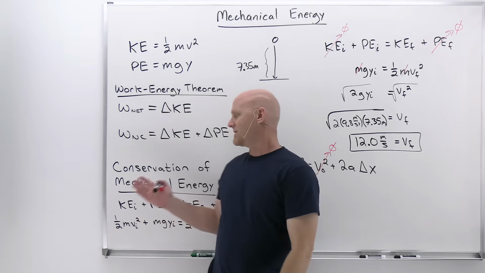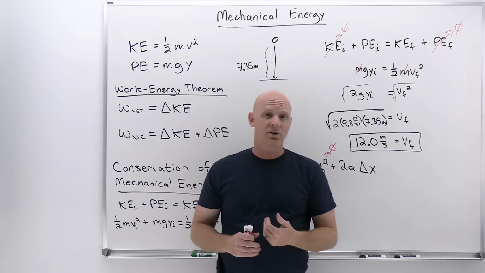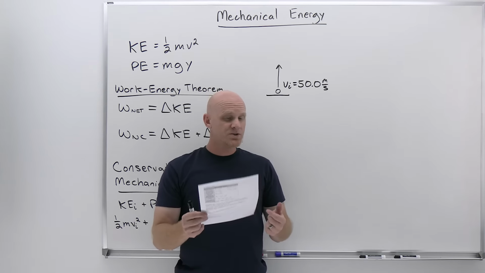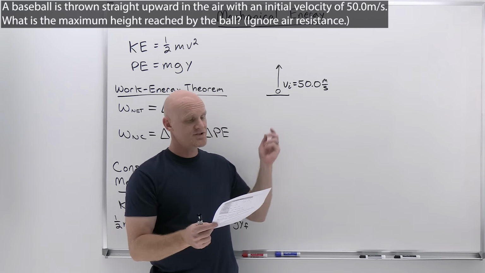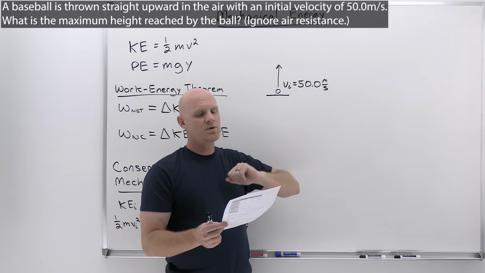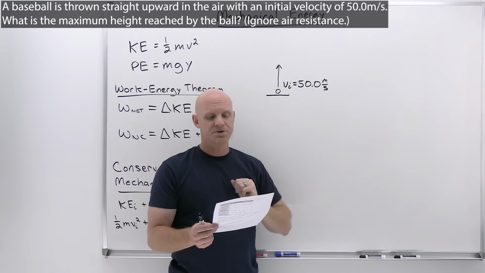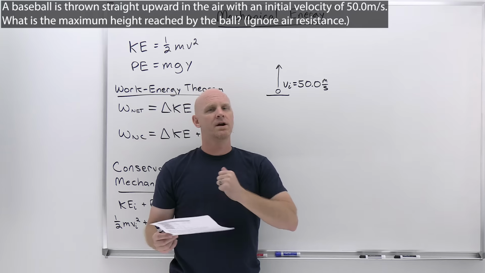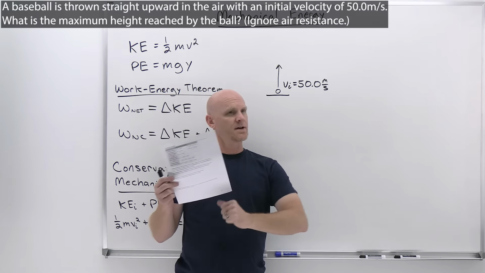So, whereas again, in the context of conservation of mechanical energy, there's only one equation. Life is good. All right, so our next question here says a baseball is thrown straight upward in the air with an initial velocity of 50.0 meters per second. What is the maximum height reached by the ball? Ignore air resistance. And again, this is going to look a lot like a kinematics problem.